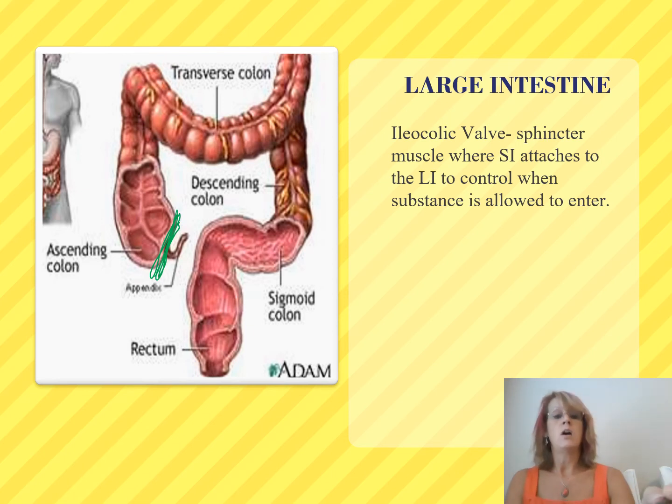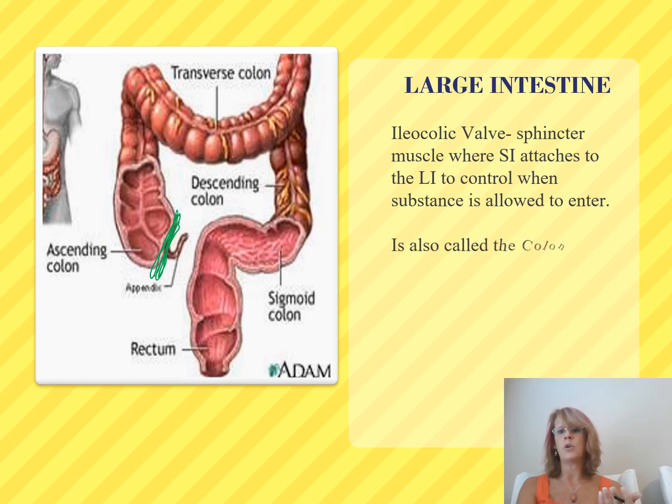So right here, we have the ascending colon. That's the part that goes up. The transverse colon comes across. The descending colon obviously comes down. And then we have what's called the sigmoid colon. The sigmoid colon kind of has these curves in it in order to increase surface area. And then the end of our large intestine is called the rectum. And then the opening to our large intestine is, as you know, the anal opening.